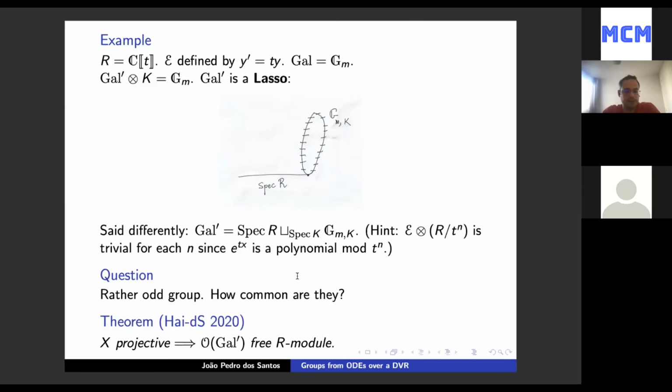And something which we found out is that for projective spaces, okay, here I'm not on a projective space, I'm on the affine line, but on projective space this sort of thing doesn't happen because the Gal prime is a free R-module. So this guy here does not give rise to a free R-module. So these groups do happen, but they happen in these non-regular singular situations.